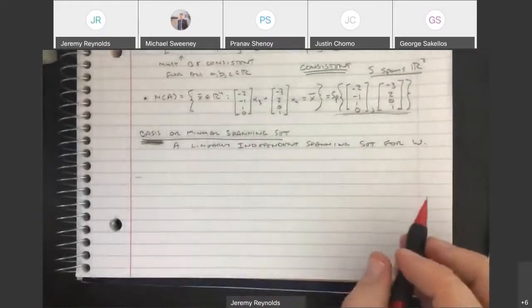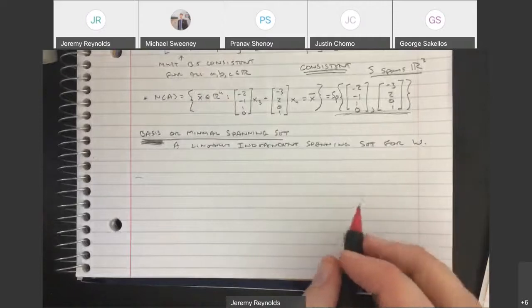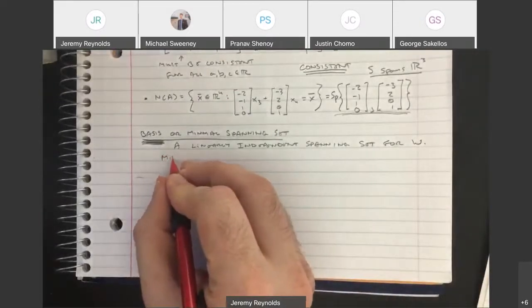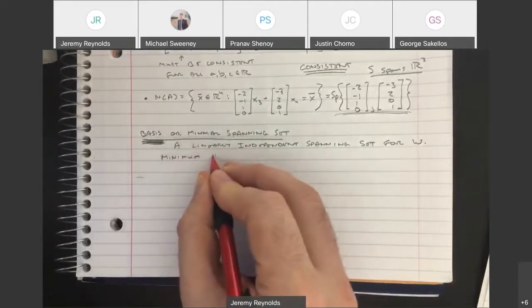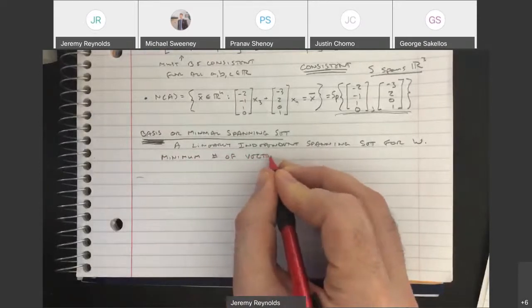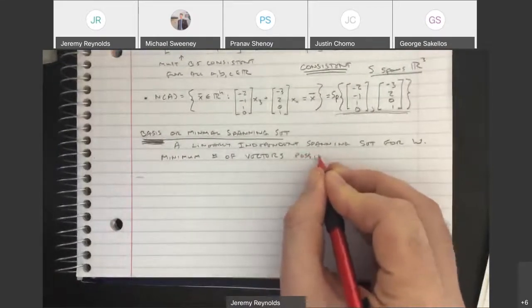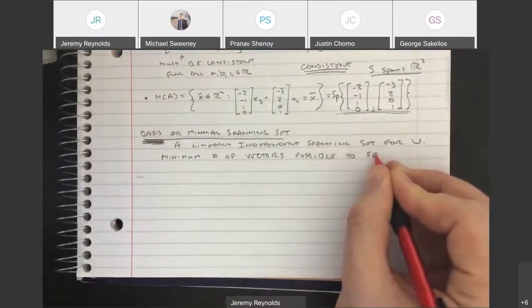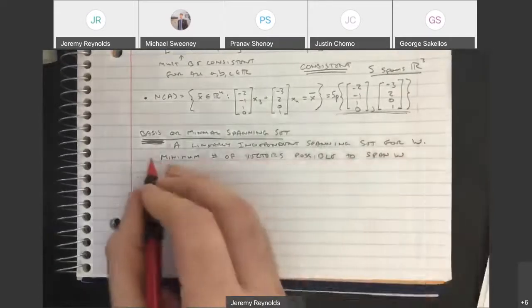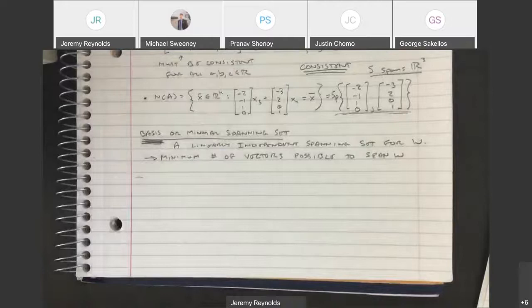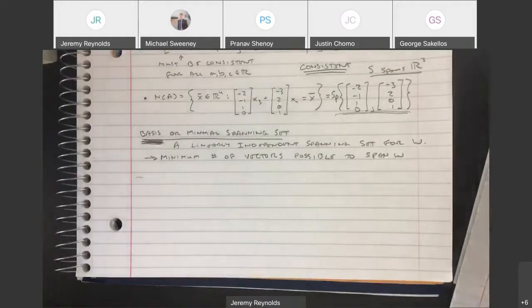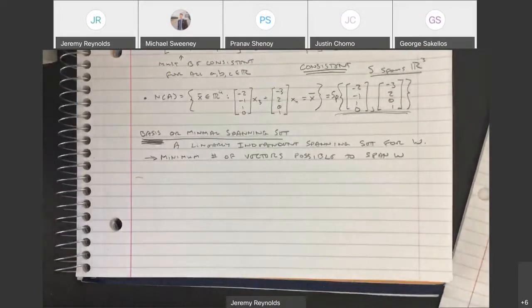So why is this important? When we're looking at a linearly independent set, that means it's going to have the minimum number of vectors possible to span W. And this is good because we don't want to create redundancy. So we don't want to have 4 vectors define a space that could be defined with 3 vectors, because it's inefficient and it doesn't really accomplish our goals. So we'll talk quickly about a basis.